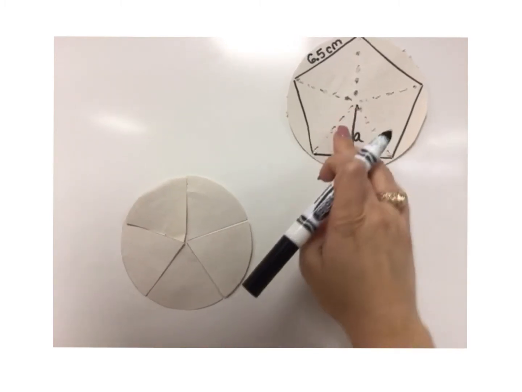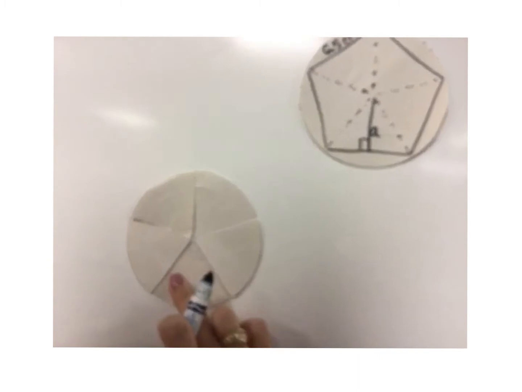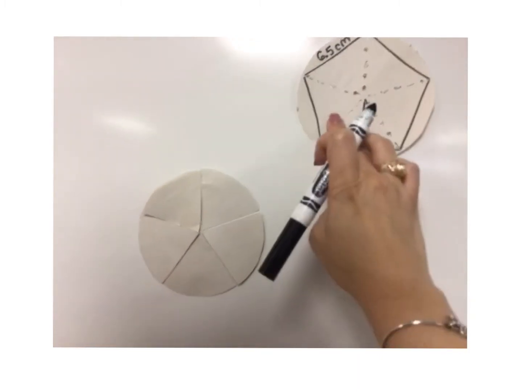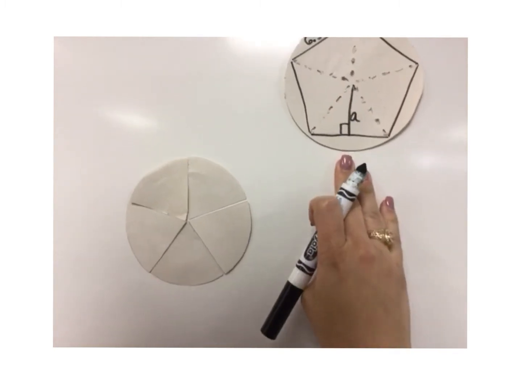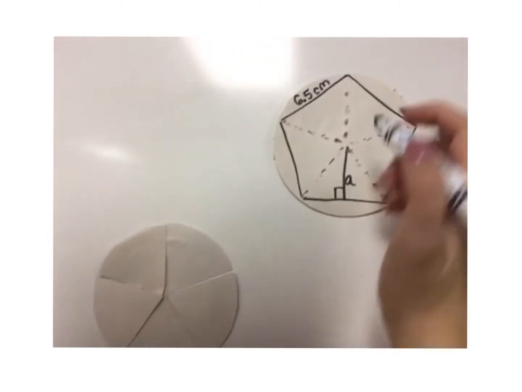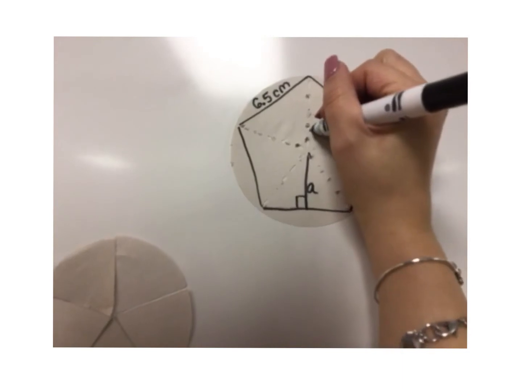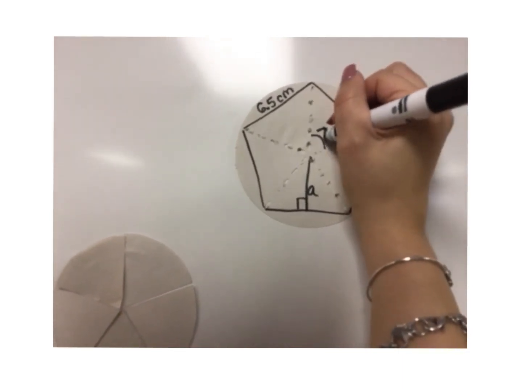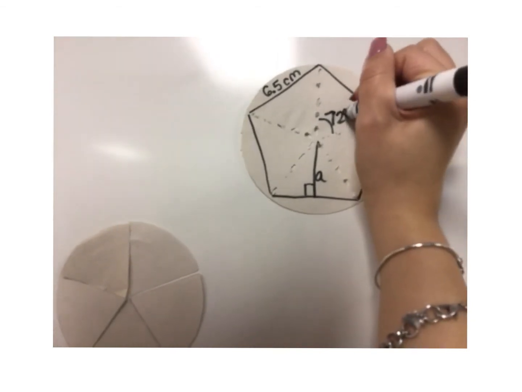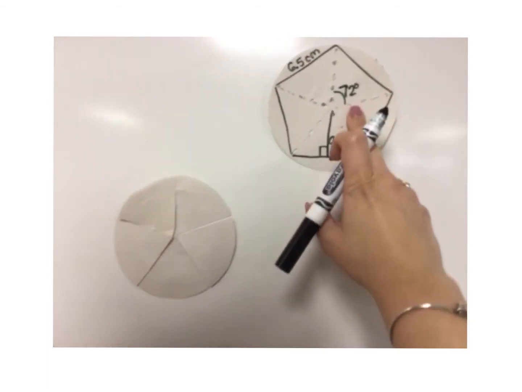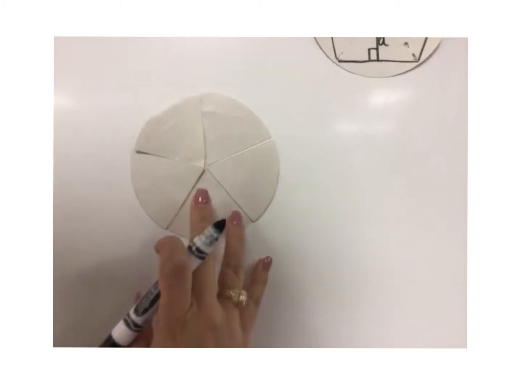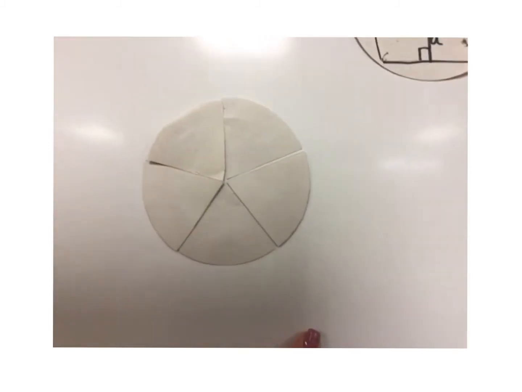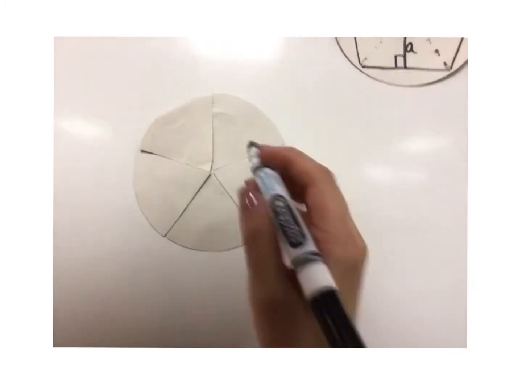And I know that I have 1, 2, 3, 4, 5 parts of this circle. So then if I divide 360 by 5, I'm going to find that one of these would have a measure of 72 degrees. Okay, so I'm going to label that over here because then I can remove these and you can get a better idea of how we're getting the apothem.